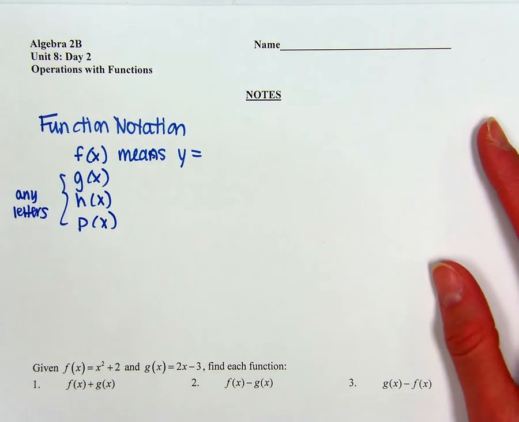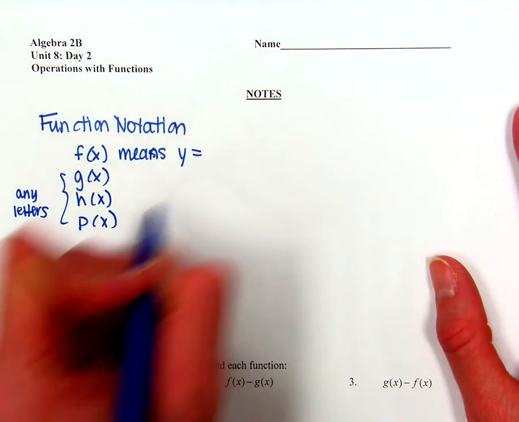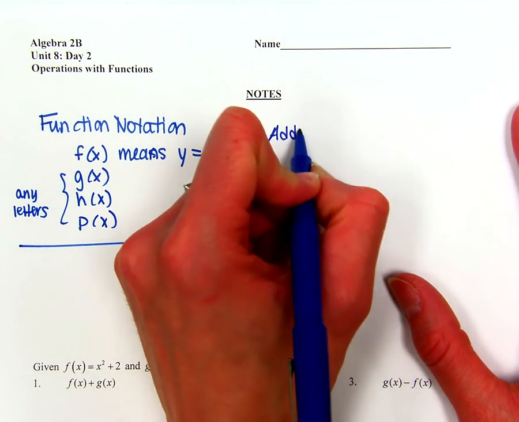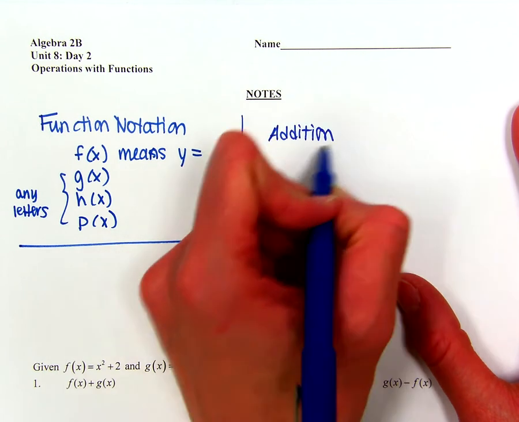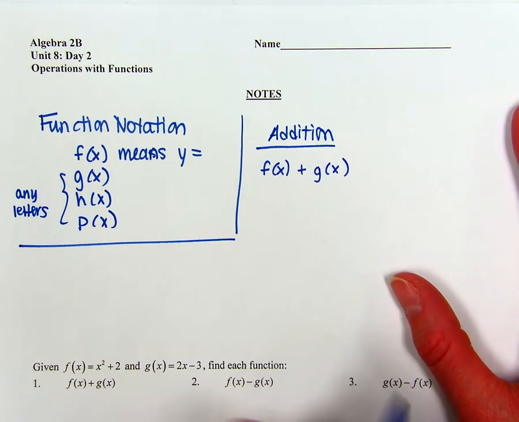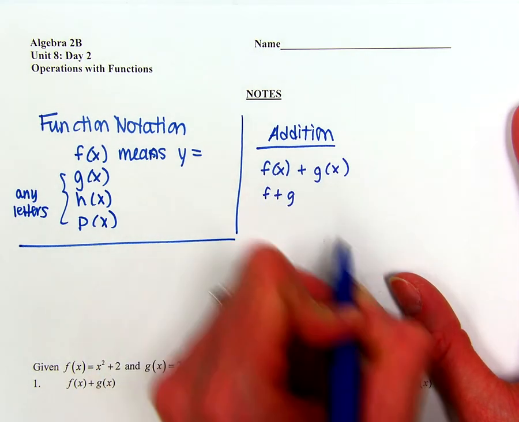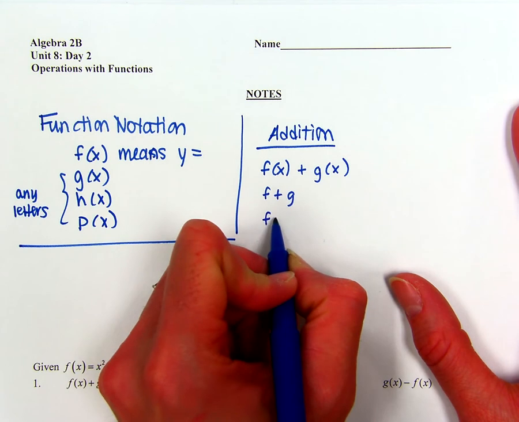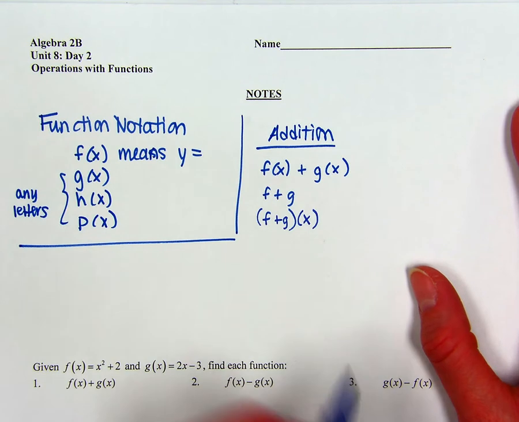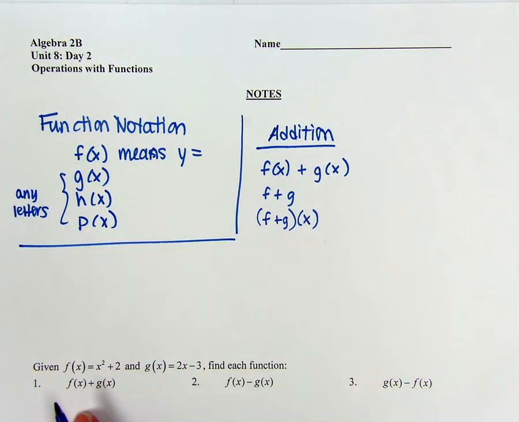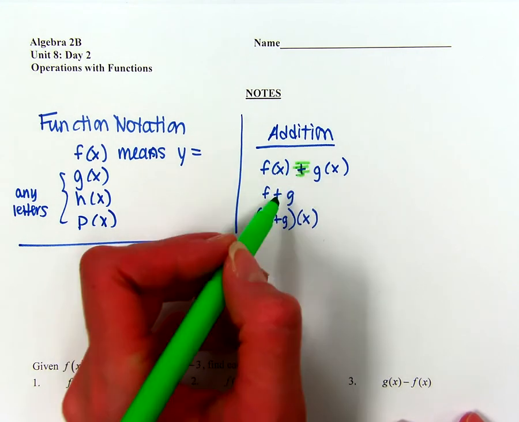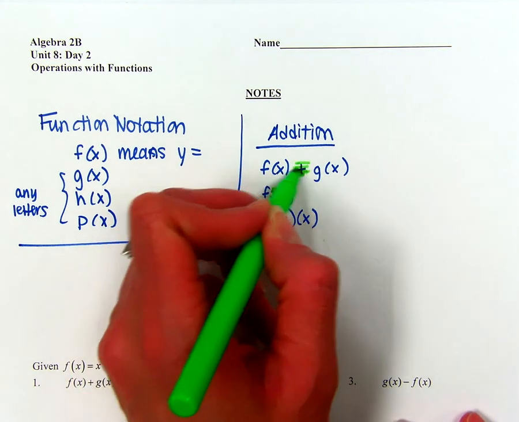Okay, so the main thing is you need to know when it wants you to add, subtract, multiply, or divide. So for addition, it may ask you to do something like f of x plus g of x. It may also have it written as f plus g. It could say f plus g of x. Any of those are going to tell you it's addition. Basically, what's the symbol here, right? Is there a plus sign? That tells you it's addition.